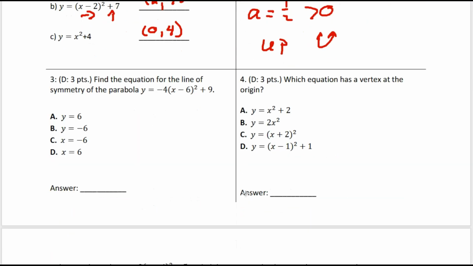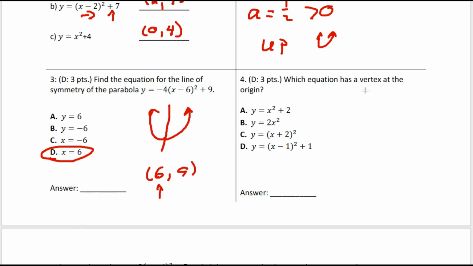All right, part 3 says, find the equation for the line of symmetry of the parabola y equals -4 times x minus 6 squared plus 9. Well, the line of symmetry is a vertical line that passes through the vertex. This parabola has vertex at 6, 9, and the vertical line is the line that has x equal to 6. All right, x equals a number is an equation for a vertical line, and we want x to equal 6, so it passes through the vertex of the parabola.